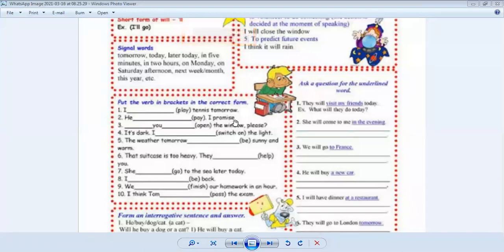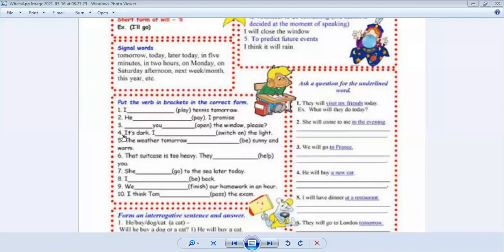Okay, now let's go to number 3. We have here a space. You open the window, please. So here is a question form. Yes, it's a question. So we are going to put will in the beginning. Will you open the window, please?